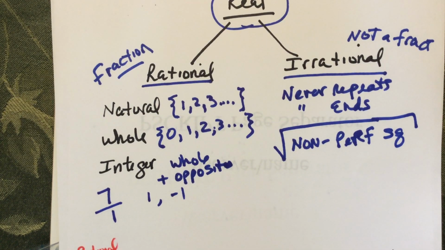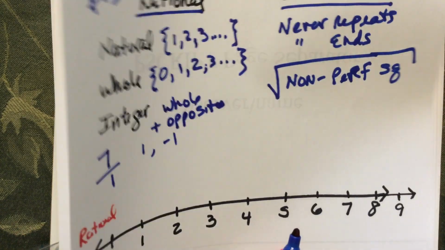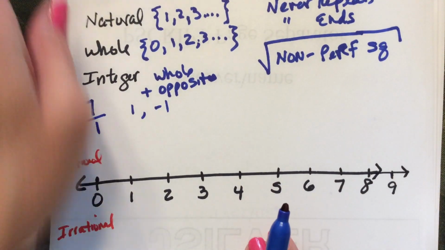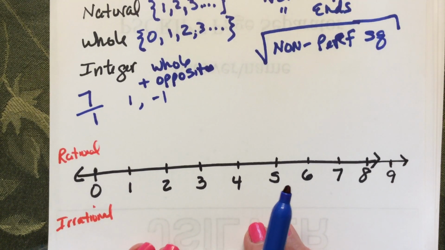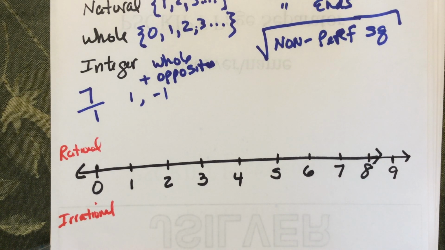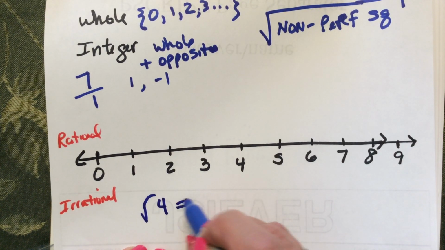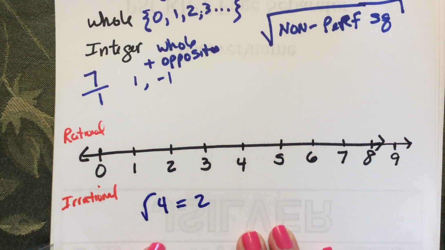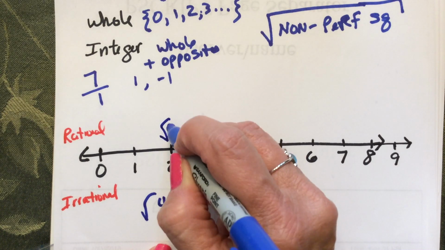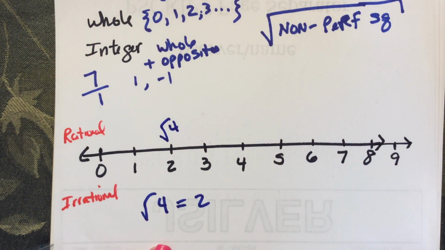So let's take a look at a couple examples here. So I made a little number line here. You can make a number line, and I extended it to 9 there, okay? So I'm going to give you some numbers to put on here. So let's start easy. Square root of 4. Square root of 4 is 2. So where that goes on my number line is right at the 2. Now, is it rational or irrational? Well, rational, 2 is a rational number, so I'm going to put square root of 4 right there.